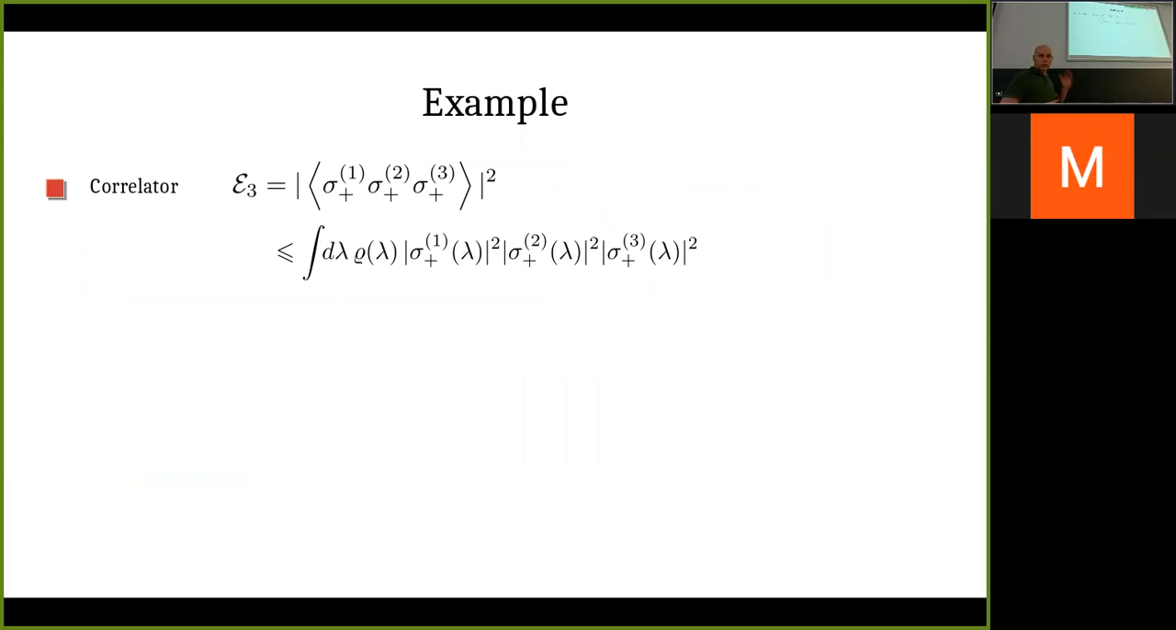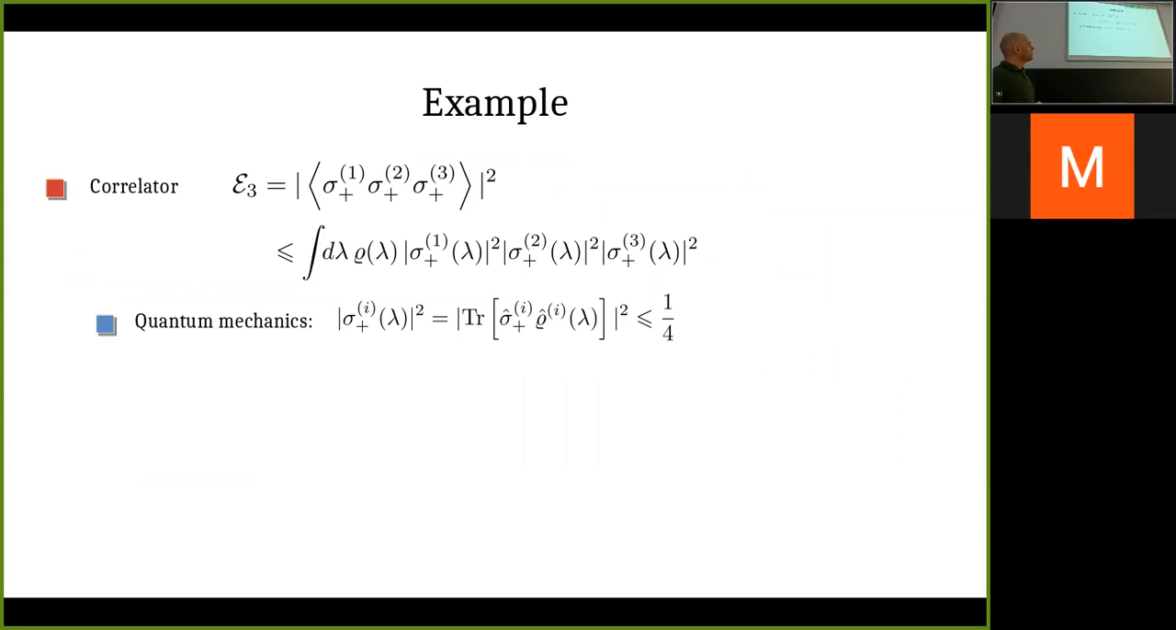And the reason... So okay, it's one, yes? So it's one. No. Because the sigma plus... Okay, just a moment. This is exactly what I will speak about. So for quantum systems, each of these is maximally 1/4, because you are on a Bloch sphere. So this is maximally 1/4, 1/4, 1/4. Because the sigma plus for a quantum system corresponds to an average of a raising operator, sigma plus. So this is maximum one. So this is maximally 1/4, 1/4, 1/4, so 1/64.